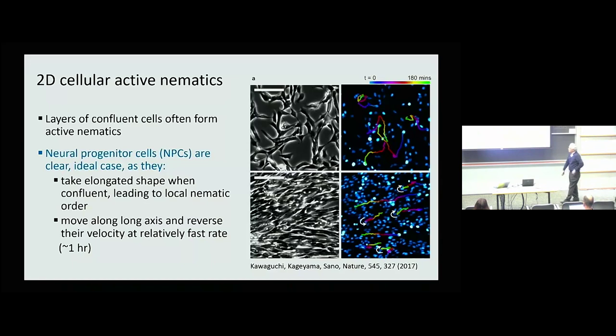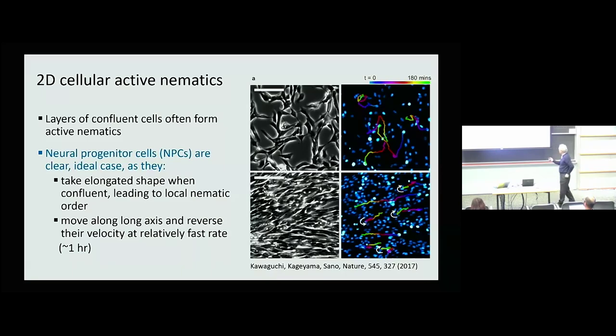Okay, so we study two-dimensional cellular active nematics by using neural progenitor cells. This is almost the same as a neural stem cell. In some sense, it's a very clear, ideal case, because the cell has an elongated shape, and if it becomes confluent, they form local nematic order. The cell moves along the long axis, and velocity reverses at a relatively fast rate, about 1 or 2 hours.